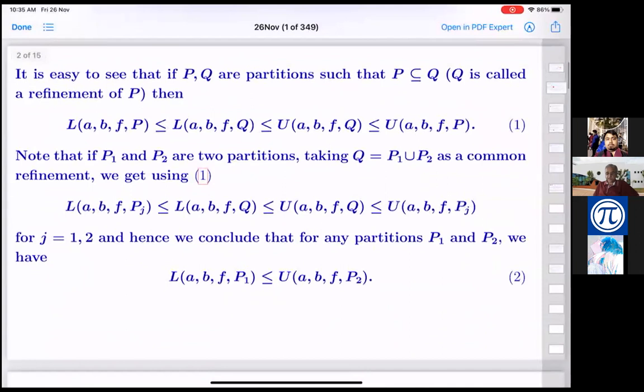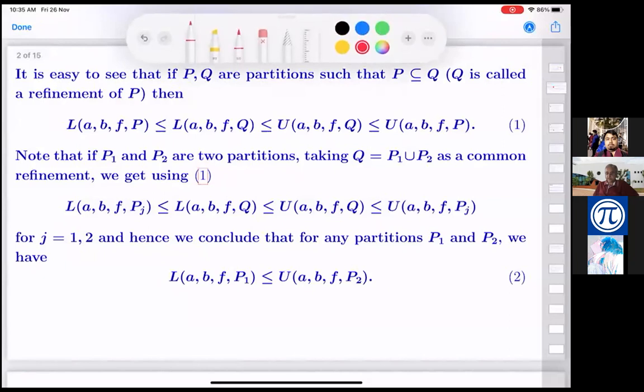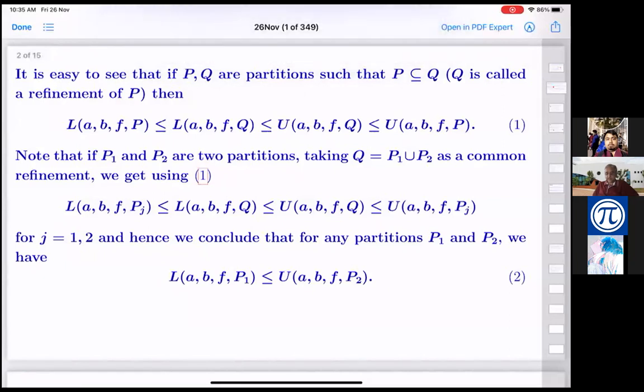So we'll go back to the previous page, but this is something I had mentioned last time. If P and Q are partitions such that P is contained in Q, P is a finite set, Q is also a finite set, so every point in P is in Q. That's all. In which case Q is called a refinement of P, and the lower bounds go up, upper bounds come down. Let me go back to the definition and we can see why that is so. The statement is lower bounds can only go up when you refine and upper bounds can only come down when you refine. And why is that?